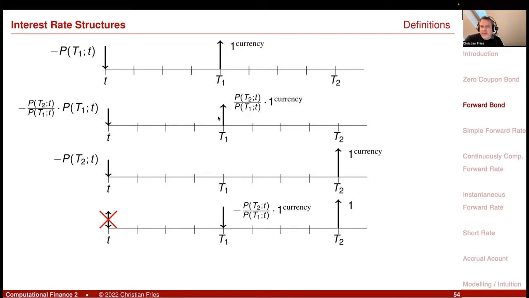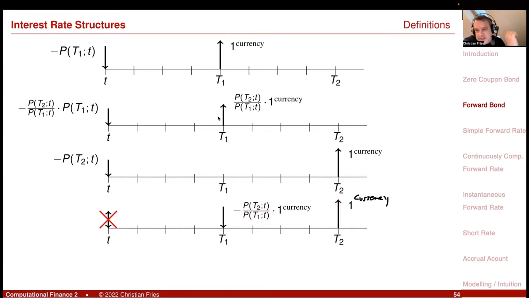So in the end, if I take the portfolio of selling a fraction of a T1 bond and buying the T2 bond for this, I have the following cash flow. The cash flows in little t cancel, and I have the forward cash flow structure that in T1, I have to pay P(t, T2) divided by P(t, T1) times one unit of currency, and I receive back one unit of currency in T2. So now I have a construction that looks like a zero coupon bond: pay something at the beginning, which is smaller than one if P(t, T2) is smaller than P(t, T1), and receive one unit at a future point in time.